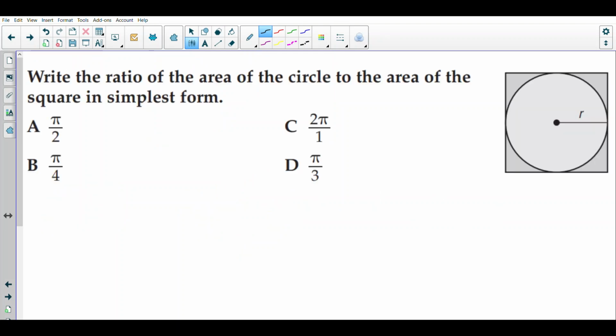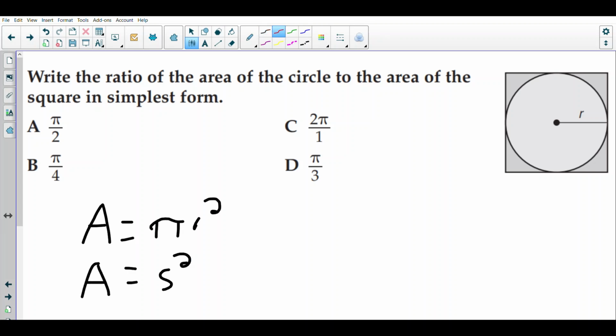So write the ratio of the area of the circle to the area of the square in simplest form. So we got to find the area of the circle first. So the area of a circle equals pi r squared, and area of a square equals s squared. So if we look close, the radius is right here. Well, we don't know what that is. It's r. Okay, well, how long is one of the sides now? Well, if we take that radius and extend it, it makes one whole side. So it's actually 2r. So one whole side is 2r.